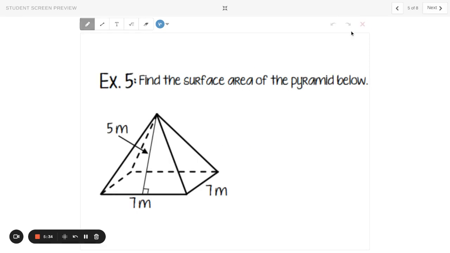Okay, so this is a pyramid. It's actually called a rectangular pyramid, and if you want to get even more specific, it's called a square pyramid because the base is in the shape of a square, which we all know a square is also a rectangle. So it means that this guy right here is the base.